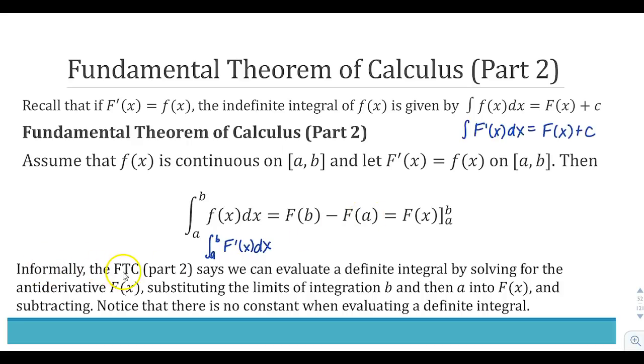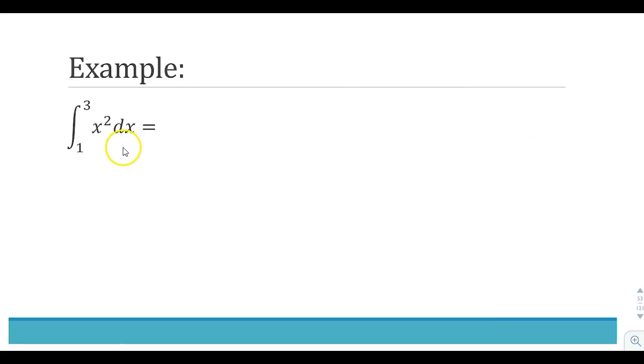So informally, the Fundamental Theorem of Calculus Part 2 says we can evaluate a definite integral by solving for the antiderivative, big F of x, substituting in the limits of integration b and then a, and subtracting. Notice there is no constant when evaluating a definite integral because the answer is a number. That number represents the area under the curve f of x from a to b. So this theorem is a tool for finding the exact area under the curve using the notion of antiderivatives. Alright, let's jump into an example.